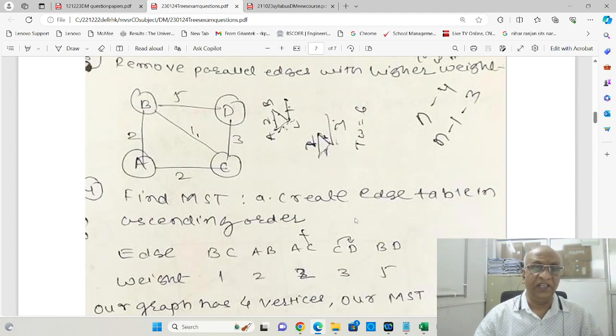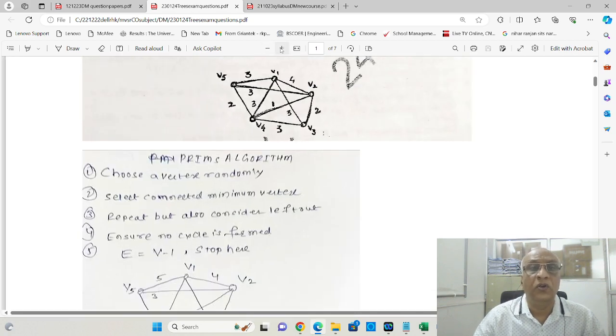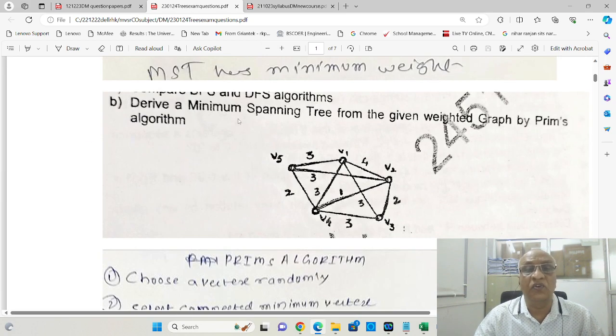There is one more example with a subtle difference. Let us look at that example too, using Prim's algorithm. Again, this is an exam question. What is the exam question? I'll read out the exam question. Define a minimum spanning tree from the given weighted graph by Prim's algorithm. So this is my graph. Let us look at my graph and see how many vertices there are. 1, 2, 3, 4, 5. So a total of 5 vertices.